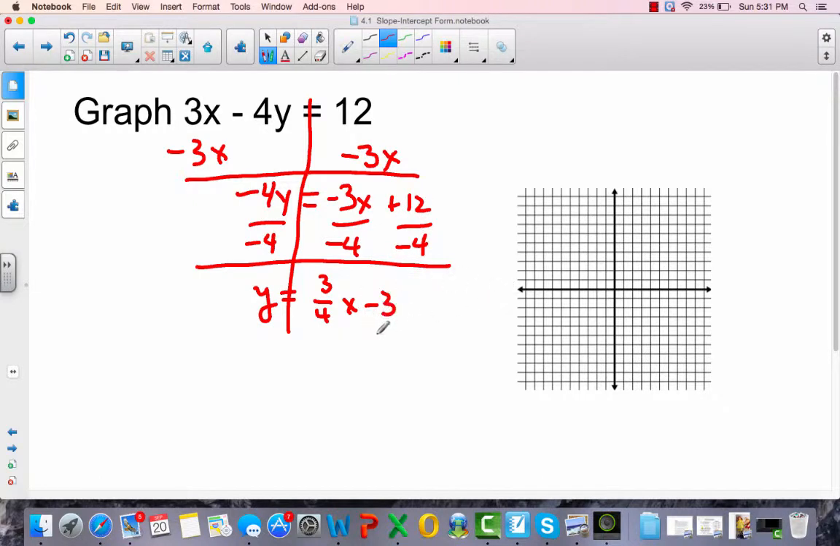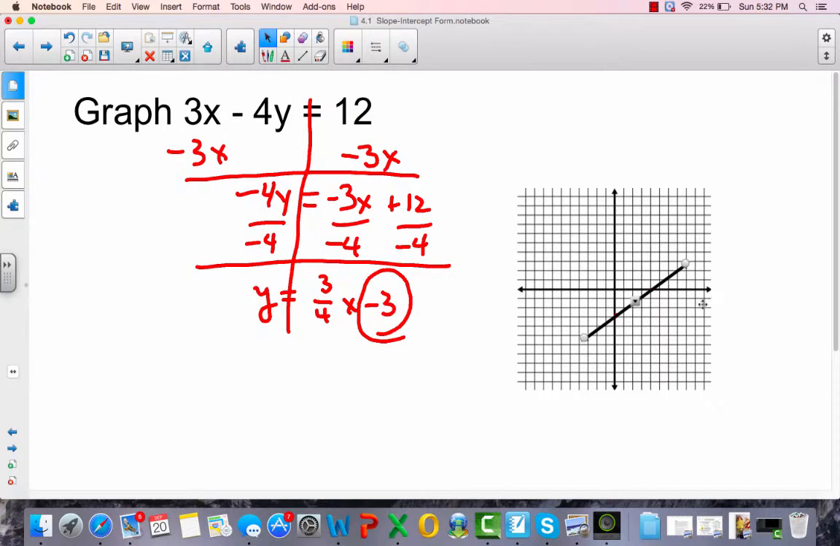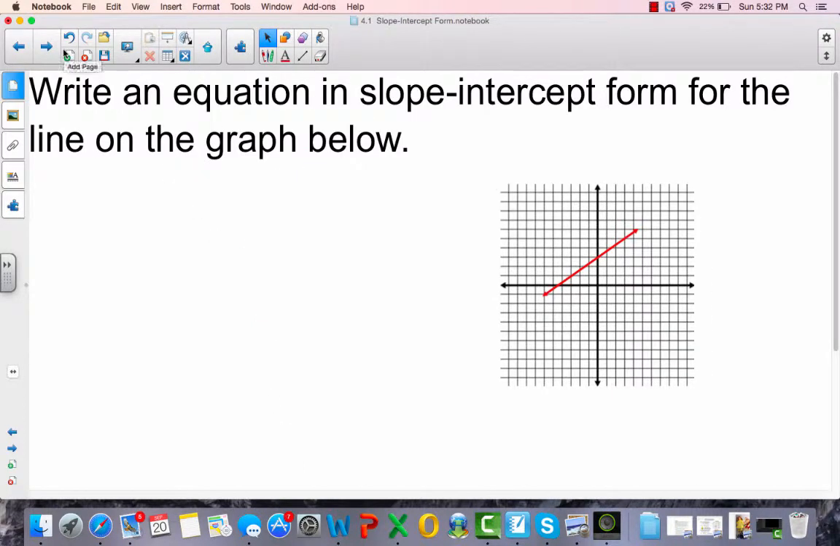So we come over here, our y-intercept is negative 3. 1, 2, 3. Our slope is 3/4. The 3 means we go up 3. 1, 2, 3. The 4 means we go to the right 4. 1, 2, 3, 4. And we draw our line and put our arrows on each end of the line. And there we go. We've graphed the 3x minus 4y equals 12.